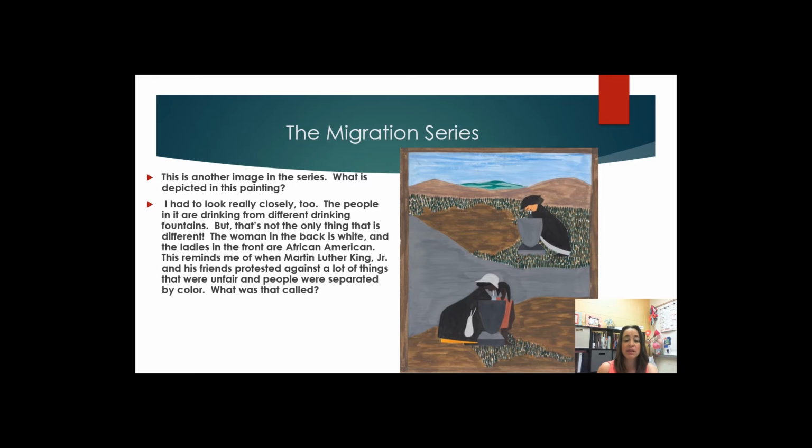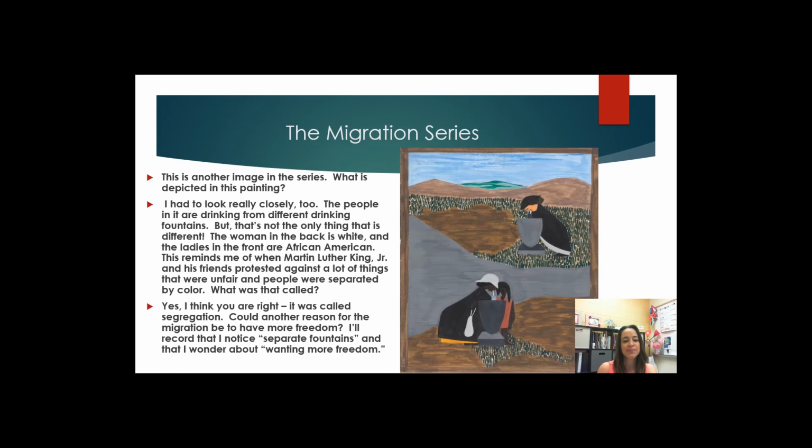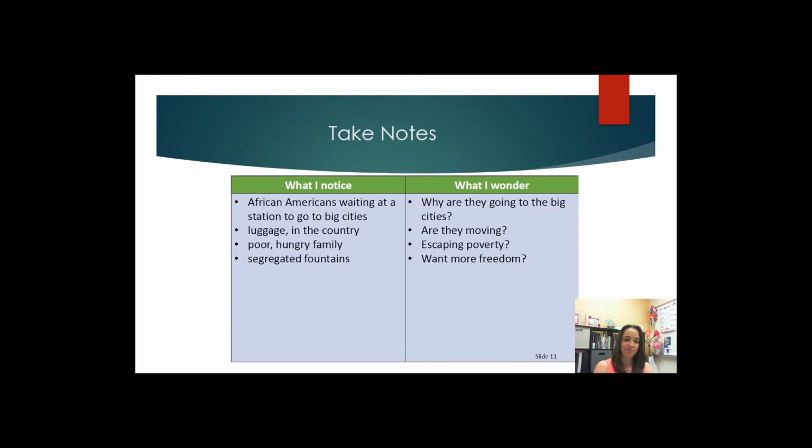This reminds me of when Martin Luther King Jr. and his friends protested against a lot of the things that were unfair and people were separated by color. What was that called? Yes, I think you're right. It was called segregation. Could another reason for the migration be to have more freedom? I'll record that I notice separate fountains and that I wonder about wanting more freedom.